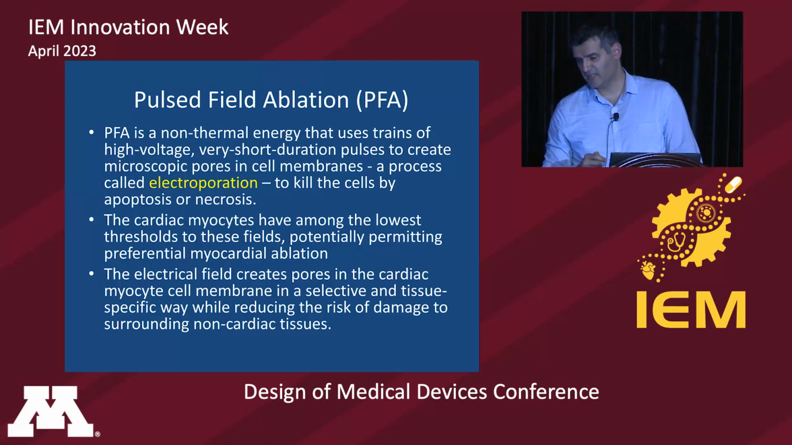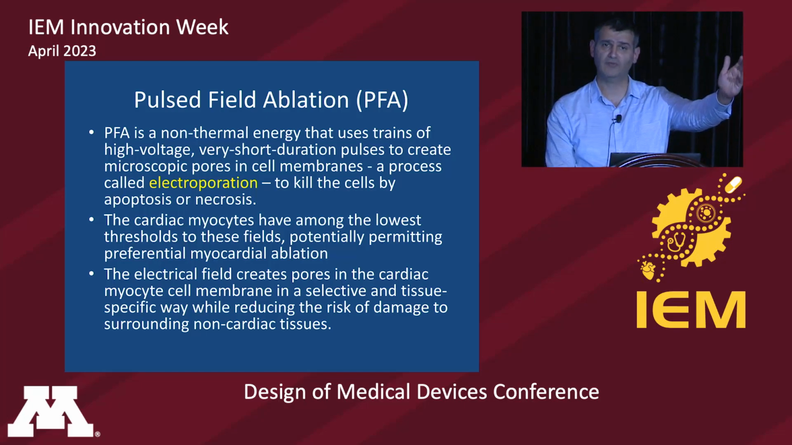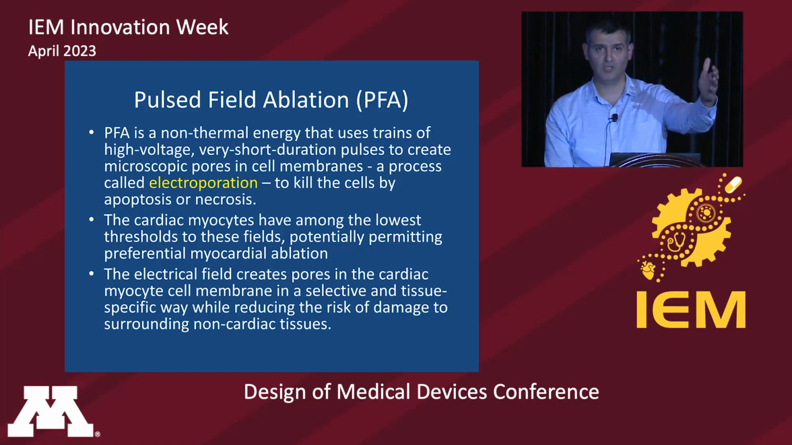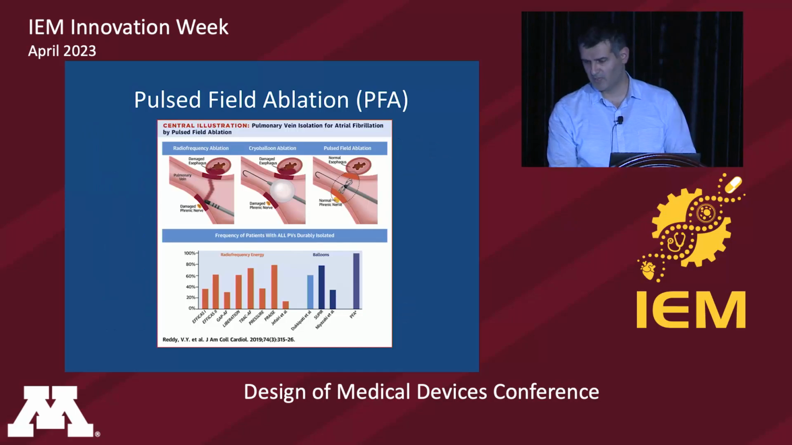The electrical fields, like I said, create pores within the cardiac myocytes in a selective and tissue-specific way, hence reducing the risk to the surrounding non-cardiac tissue. It's not like heat, where heat doesn't care. It's going to conduct through whatever tissue you give it in front of it. It goes through the wall of the atrium. It can go through the esophagus and wherever you put it, or through the phrenic nerve, for example. So this is where PFA has the upper hand.